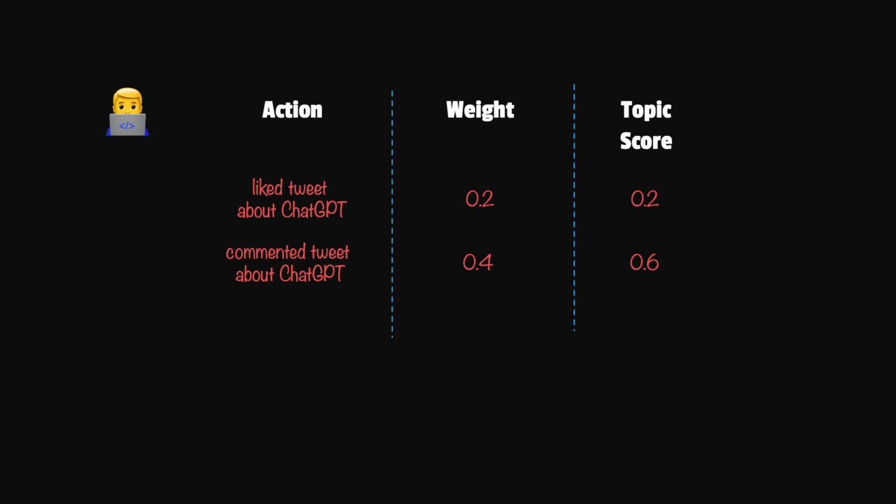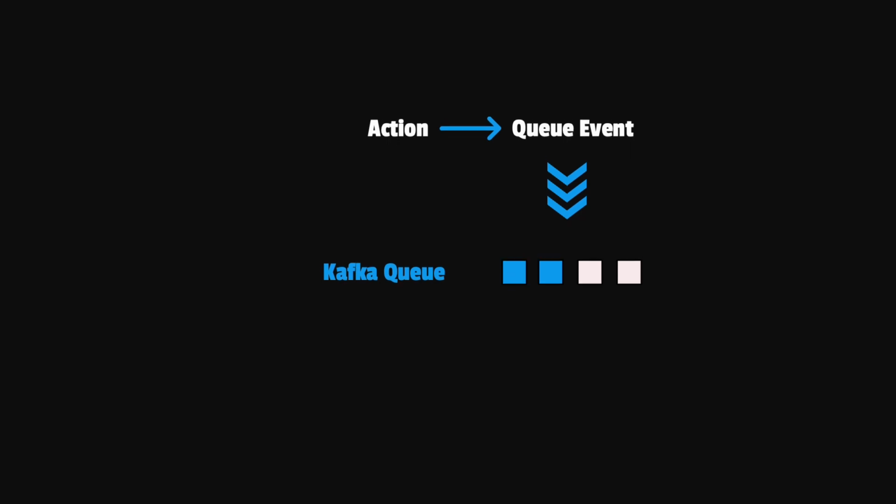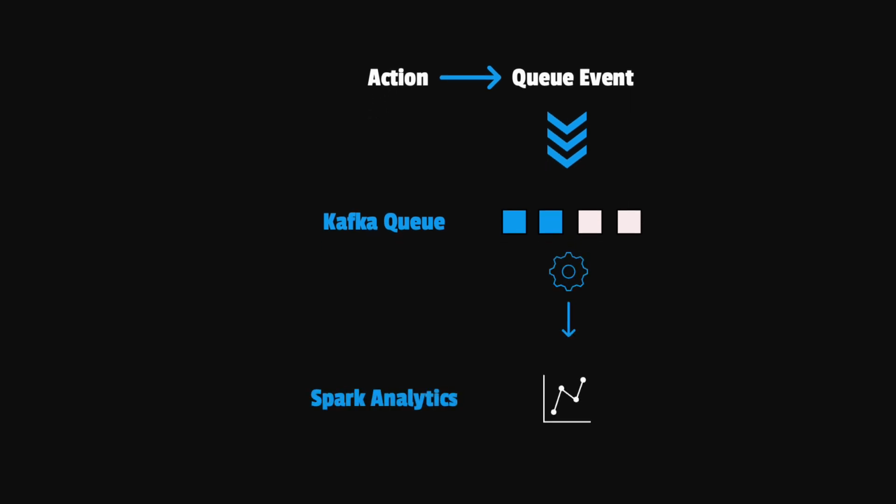But how can we collect the data about the user activity in an efficient way? Here, we can use a queue, such as Apache Kafka, to publish all user interaction with the application as a queue event. Then, we can process these events and run different jobs to build different analytics. Here we can use Apache Spark, which is an open source analytics engine for large-scale data processing.